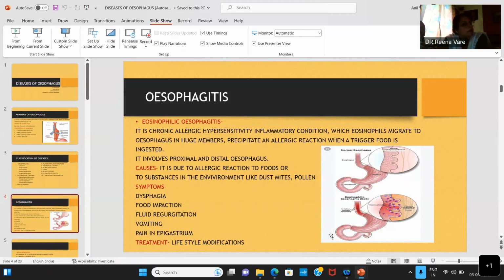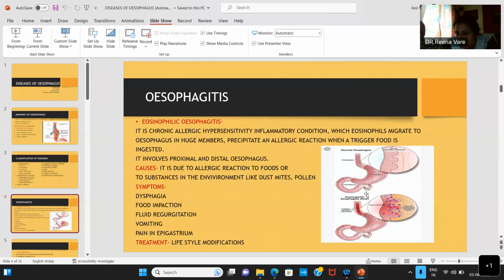Yes, ma'am. So it is a chronic allergic hypersensitivity reaction where there is inflammation due to migration of eosinophils in the esophagus. Now, this is usually due to any food which has been ingested and which is causing an allergic reaction. So it is an allergic reaction which is precipitated when a trigger food is ingested. It usually involves the proximal part and the distal part of the esophagus. It is usually due to ingestion of food, or it may be due to substances in the environment like dust mites or pollen. Patient will come to us with dysphagia and a sensation of food stuck.